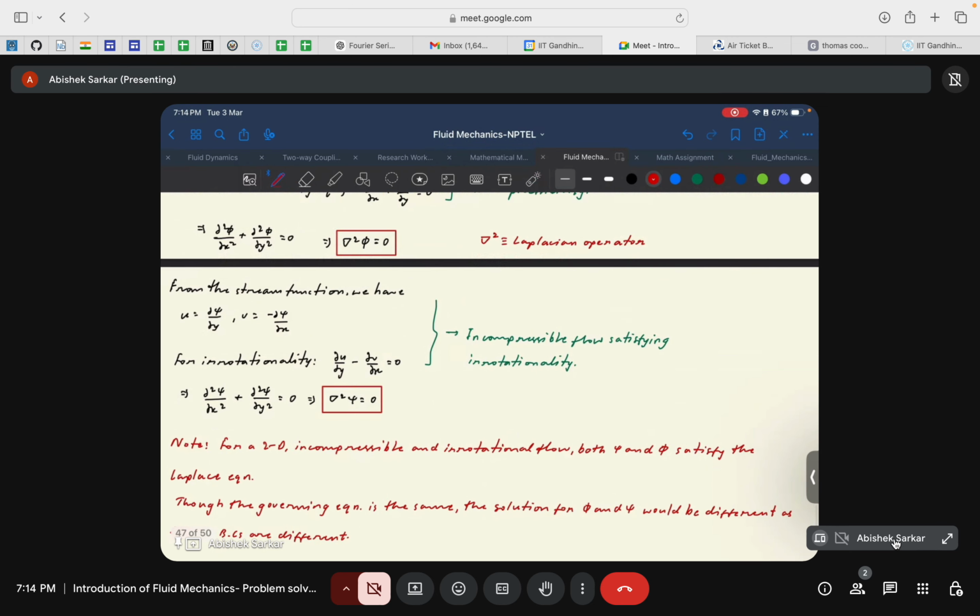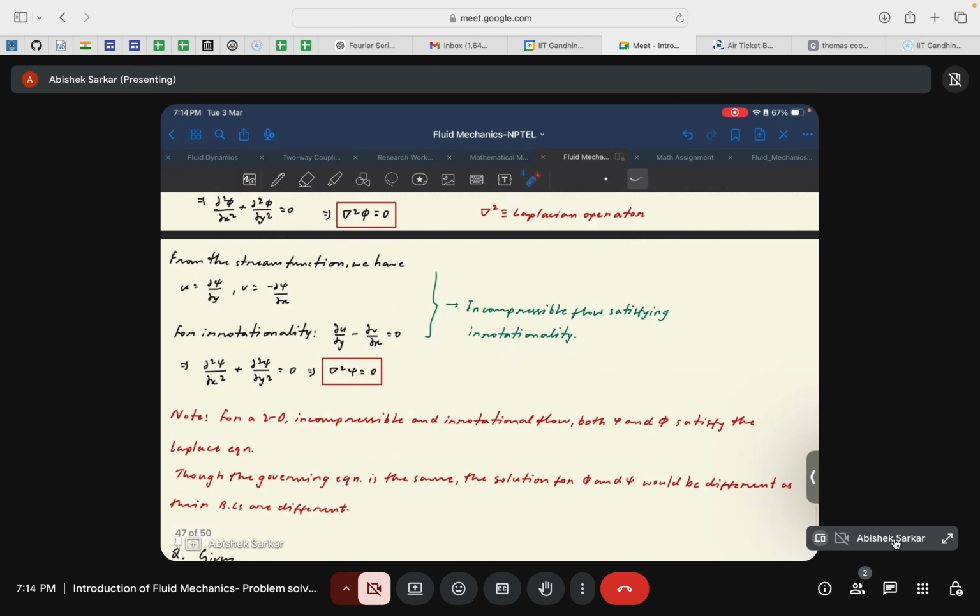Similarly, from the definition of stream functions, you have u equal to dou psi by dou y and v equal to minus dou psi by dou x. This implies that the flow is incompressible. If it also satisfies the irrotationality condition, then the vorticity along the z direction, dou v by dou x minus dou u by dou y, will be equal to 0. This gives dou square psi by dou x square plus dou square psi by dou y square equal to 0, or the Laplacian of psi, the stream function, will be equal to 0.